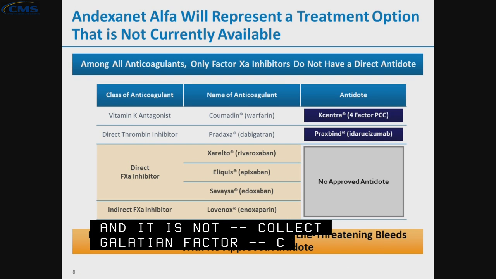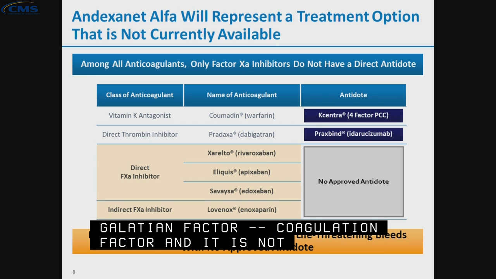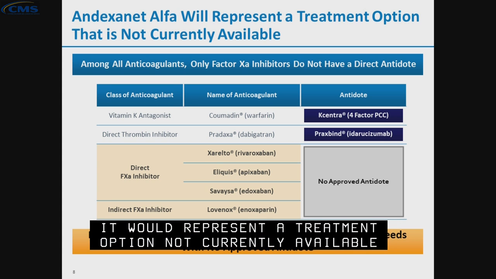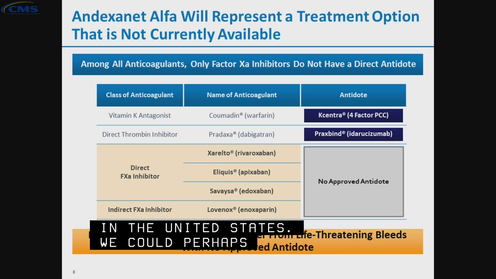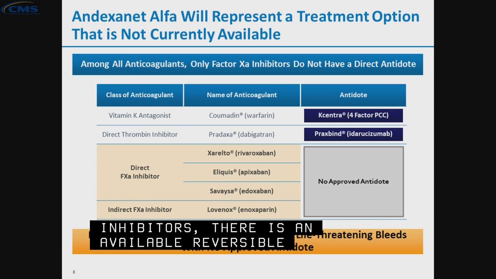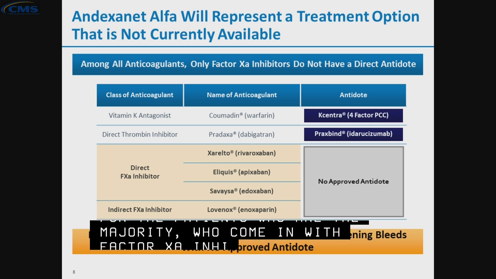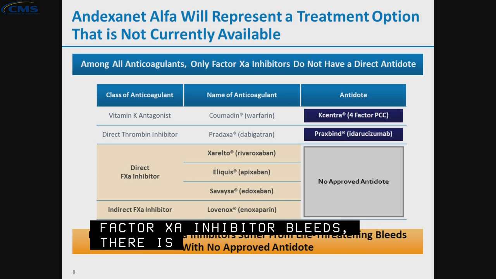So Andexanet alfa will represent a treatment option that is currently not available in the United States. For patients who come in with bleeding events on warfarin or Coumadin, we could perhaps give them vitamin K or four-factor PCC. It's already available. For patients who come in on direct thrombin inhibitors, such as dabigatran, there's an available reversal agent for them as well. But for those patients who are the overwhelming majority who come in with factor 10A inhibitor-associated bleeds, there is currently no approved antidote for these patients. Patients on factor 10A inhibitors suffer from life-threatening bleeds and have no approved reversal agent to date.